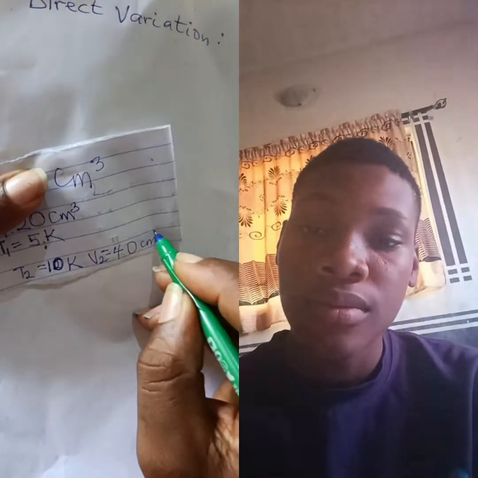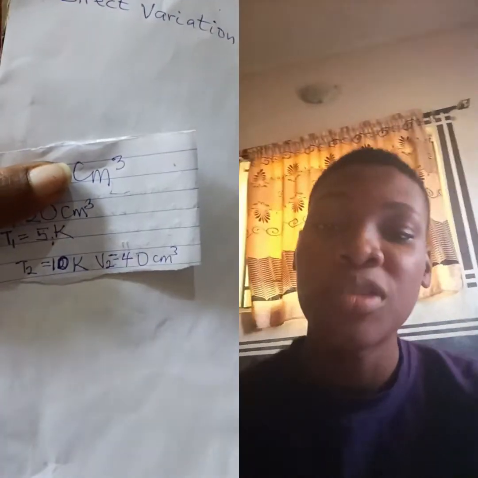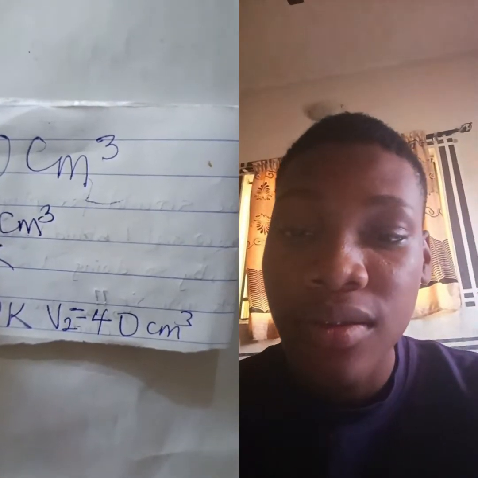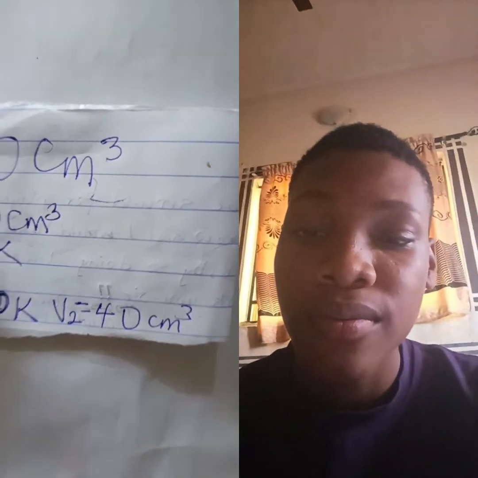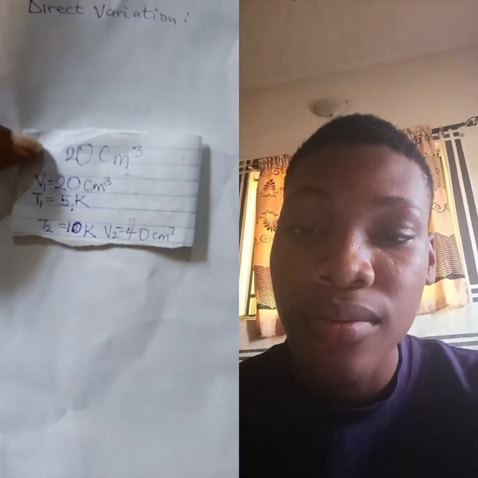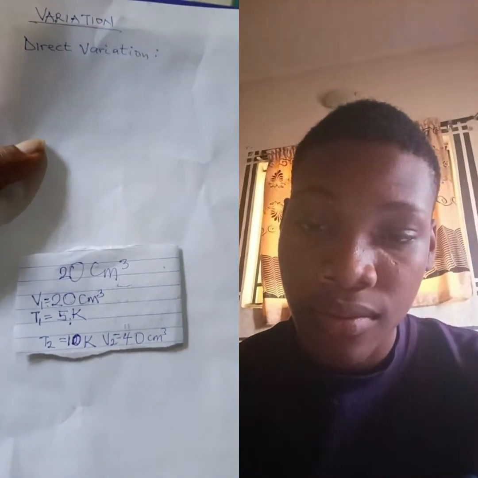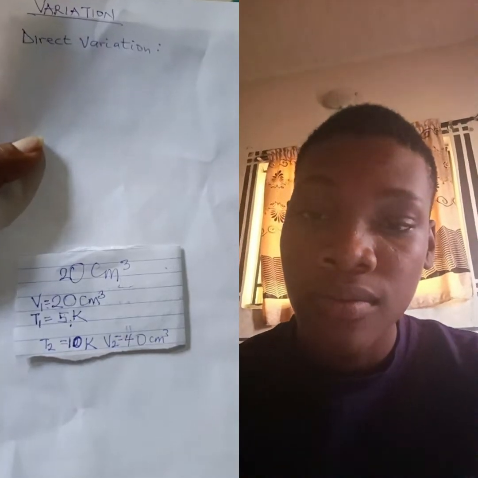Can you see the 40 cm cube? No, I'm not seeing, but I'm hearing what you're saying. Okay. Can you see the 40 now? Yes. These are real life examples of direct variation. As one is increasing, the other one is also increasing. Is that clear? Yeah.